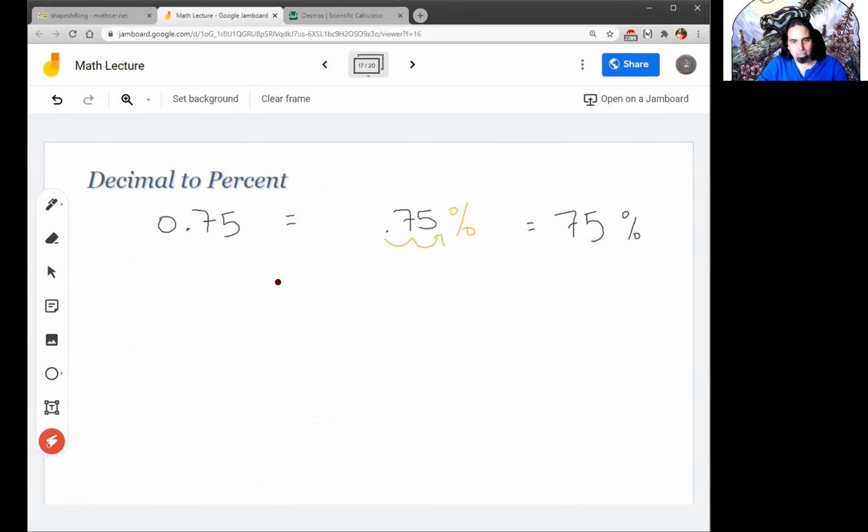I'll repeat what I'm doing. So I have something that has no percent at all. I want to just slam a percent sign on it. But if I do, I have to also undo that to get back to where we started. And the way to undo a percent sign is 2 scoots to the right. So 0.75 is 75%. Okay, again, let's do more of these.